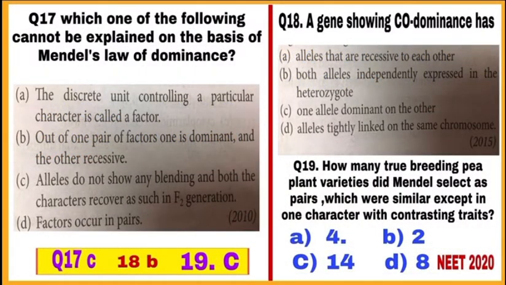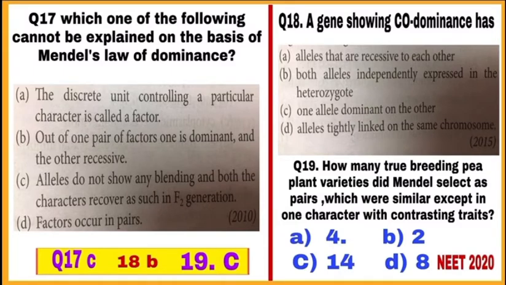Question 17. Which one of the following cannot be explained on the basis of Mendel's law of dominance? According to Mendel's law of dominance, any particular character is controlled by discrete units called factors, and factors occur in pairs. Also, out of a pair of factors, in the heterozygous condition one is dominant, which expresses itself, and the second is recessive, which cannot express.